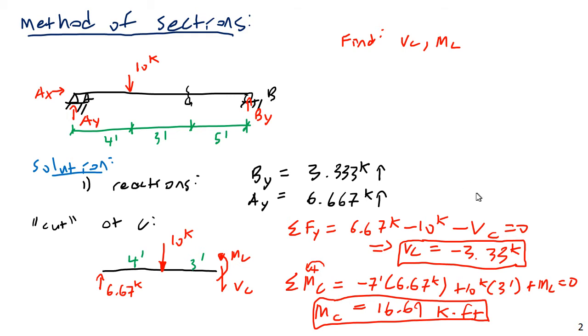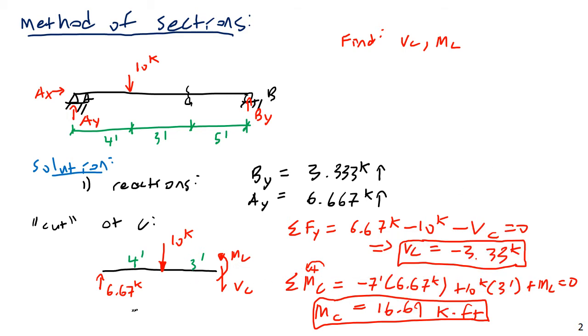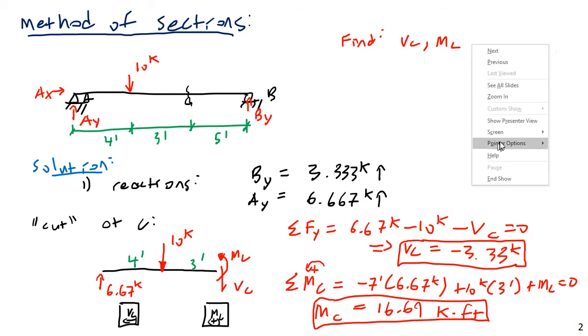If I were to actually draw out some blocks here for the moment and the shear, I would have VC is negative and MC is positive here. So it would look like this.